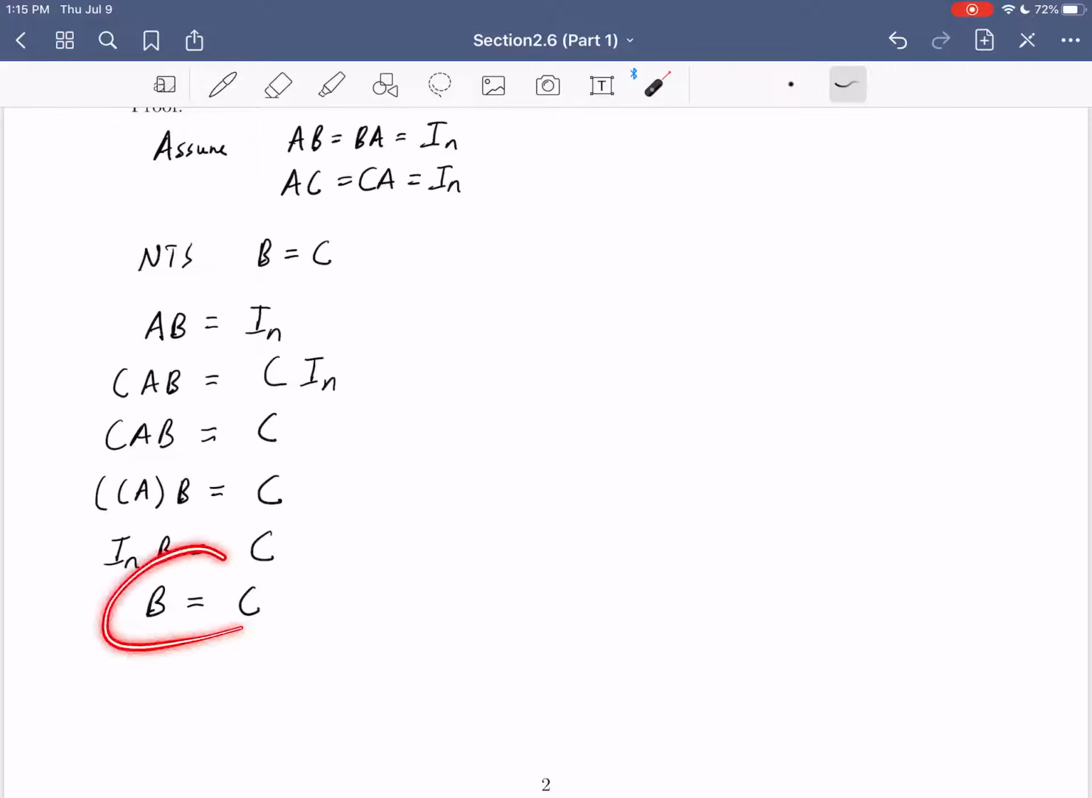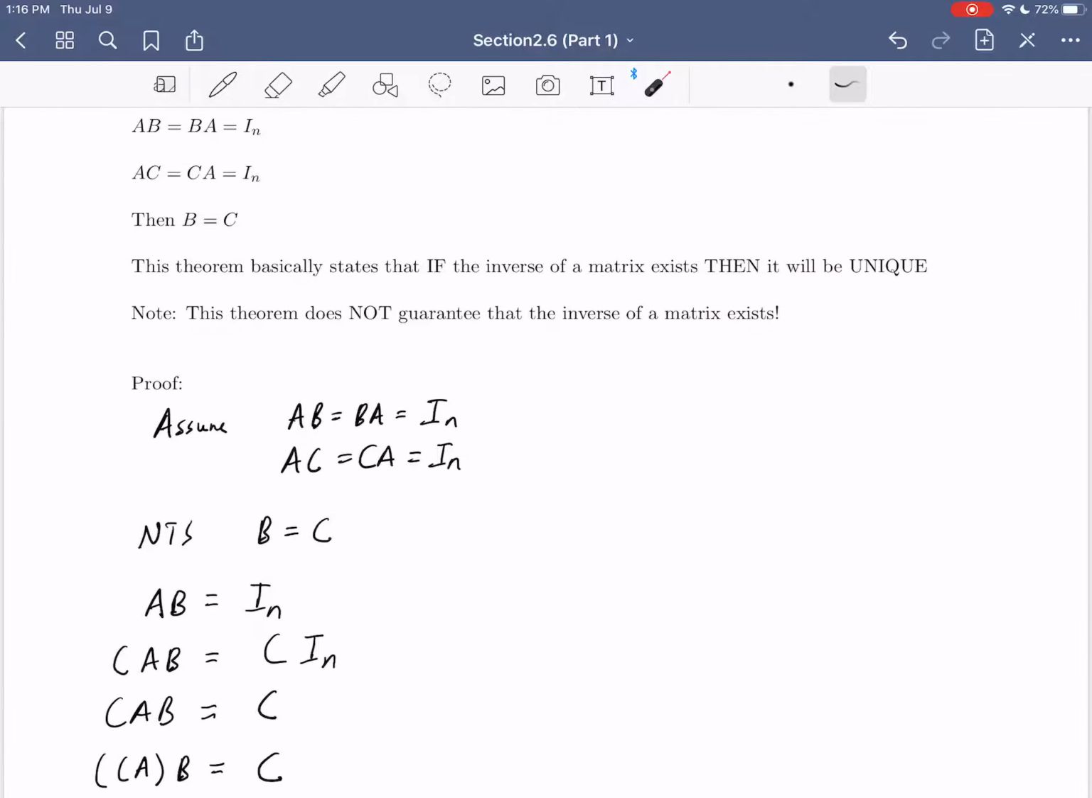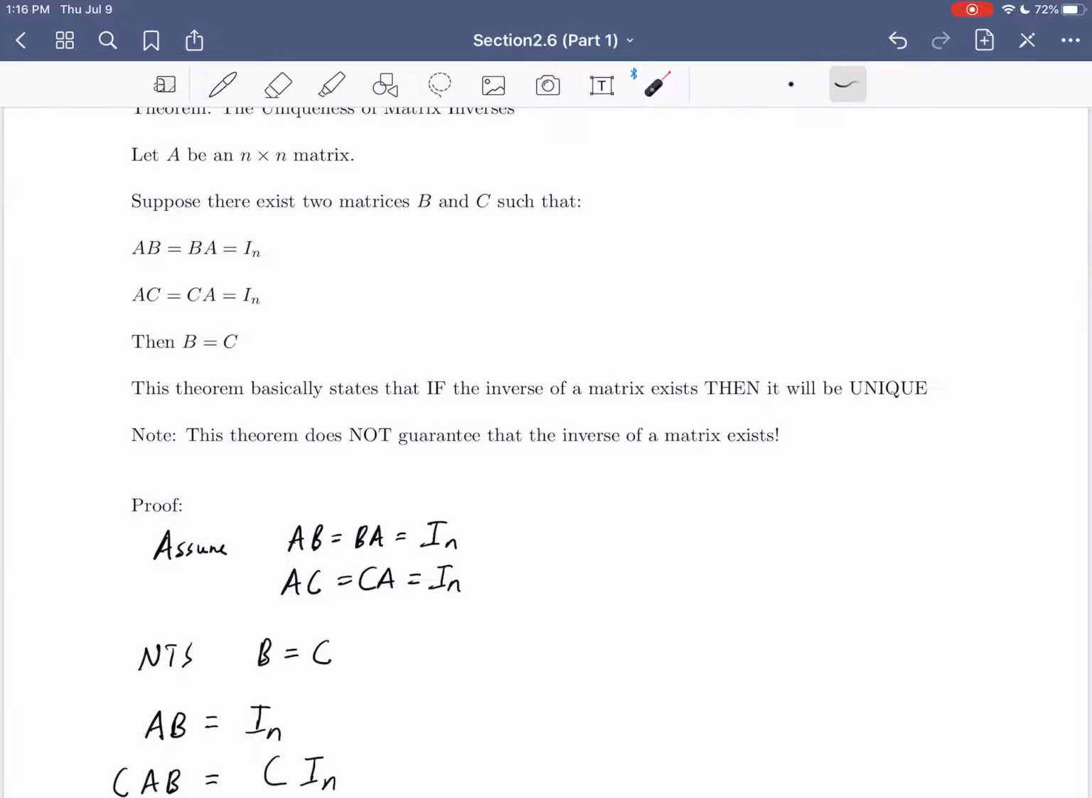And notice that's exactly what we needed to show. We started with AB equals I_n, manipulated it, got down to B equals C. So there we go, check mark, QED. So this guarantees us that if we are able to find the inverse of a matrix, that inverse will be unique. That's a very important result, because that means that if these inverses exist, then we can talk about the inverse. We don't have to talk about an inverse, we can talk about the inverse of a matrix.